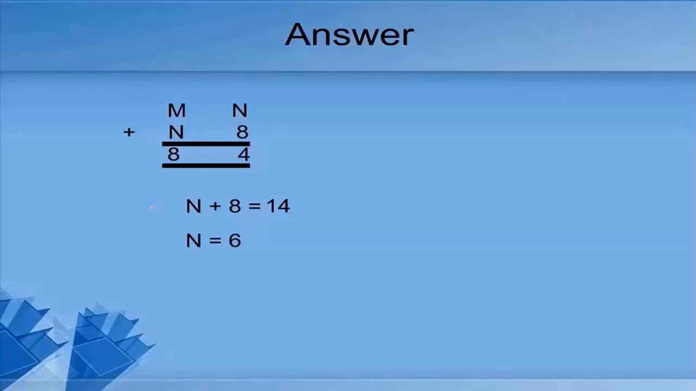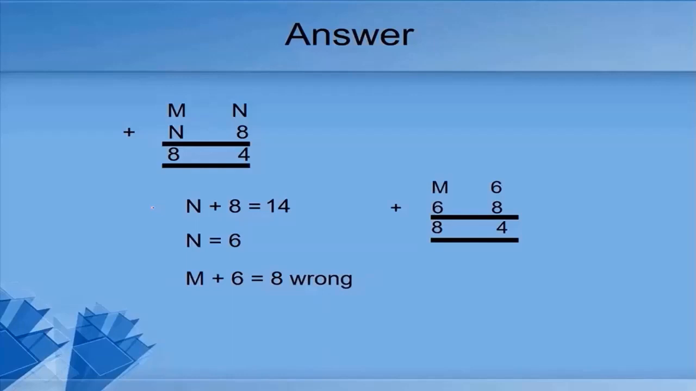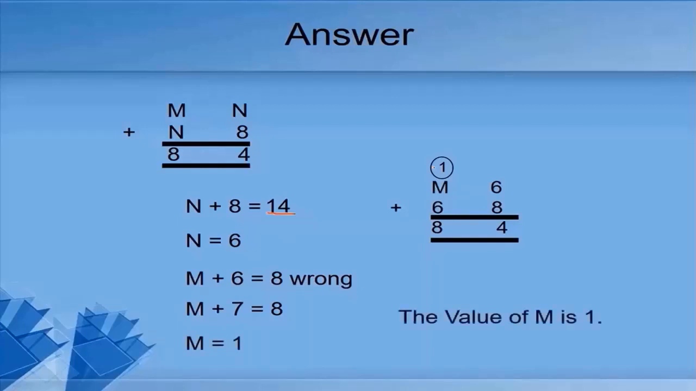Now I will replace n with 6. Now we will find the value of m. m plus 6 equals 8? But it is wrong. A lot of you make this mistake, so be careful. Here we have said that it is 14, so we have to carry forward 1 to the tens place. So m plus 7 equals 8, because 6 plus 1 is equal to 7. m is equal to 1. So the value of m is 1.